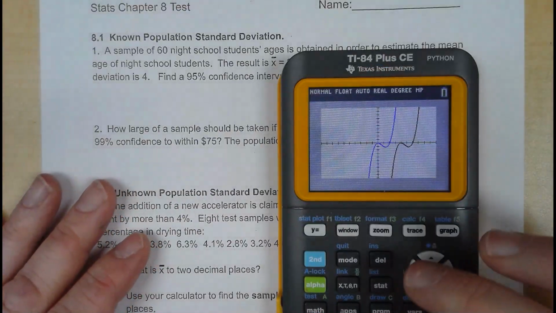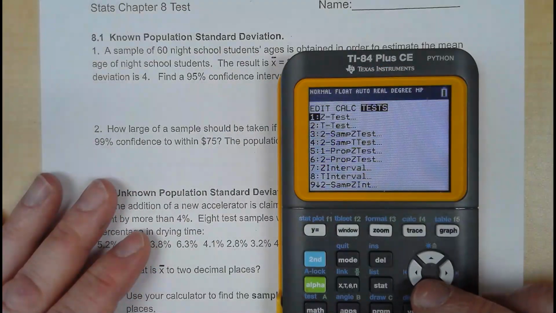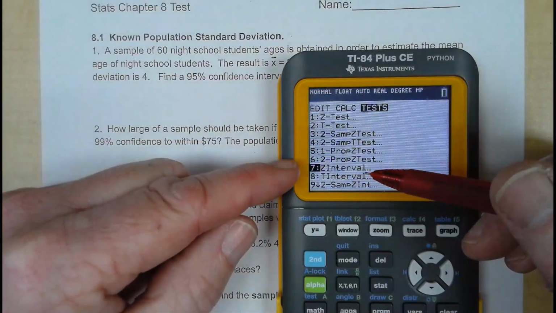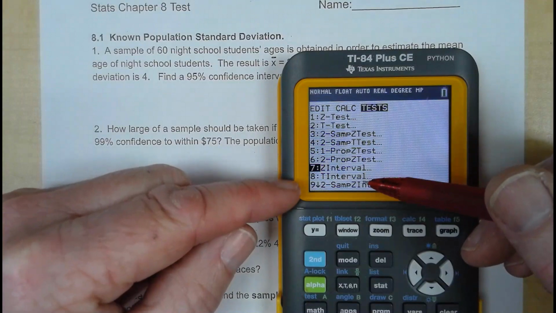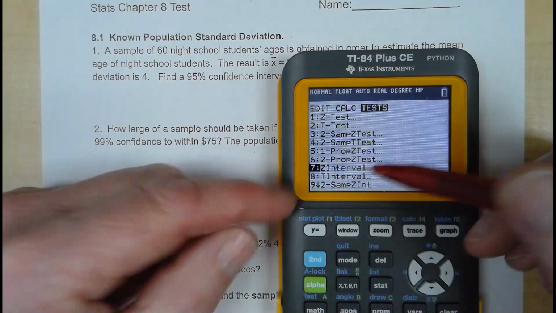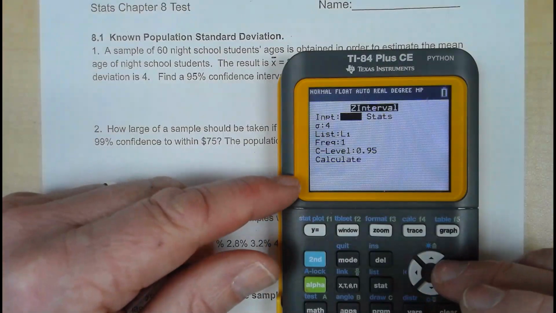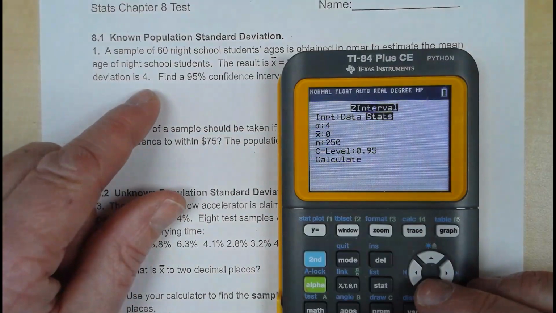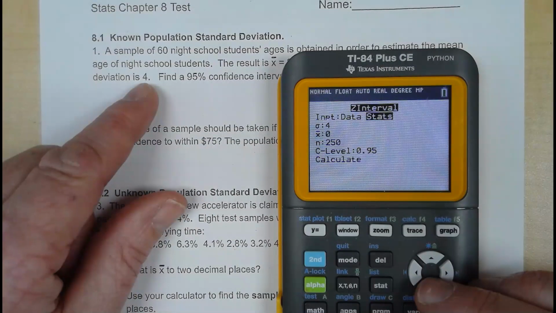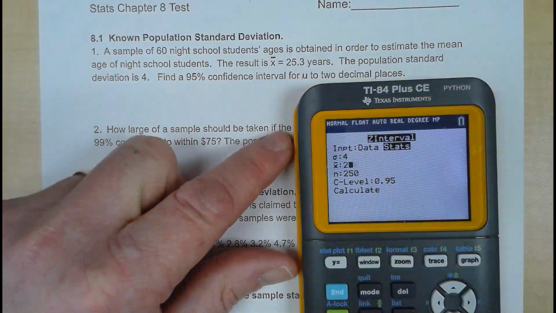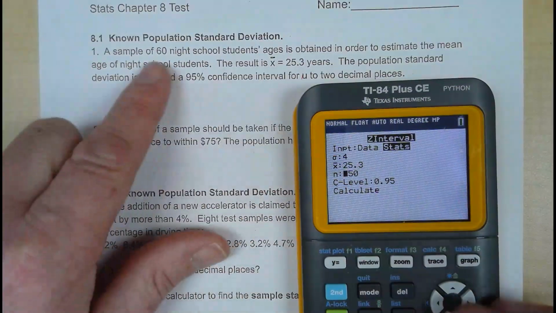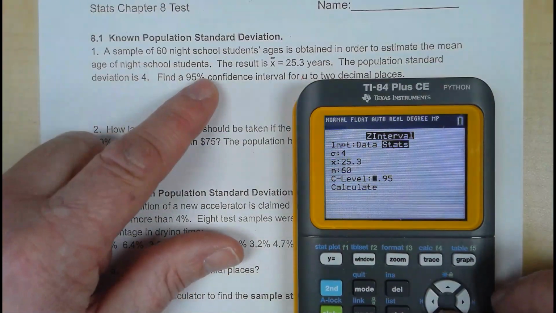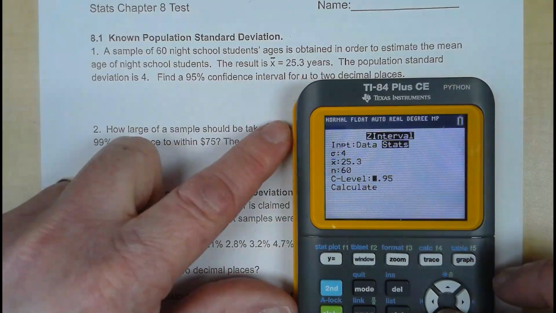We choose stat, and we do test, and we want to do a z interval. So we want to do a z interval because we know the population standard deviation. Not a t interval, that's the next one. We're doing a z interval. So we do z interval, and it's based on stats, not data. The standard deviation is 4, and the average is 25.3, and n is only 60. So only 60 people. 95% confidence interval, and we calculate.